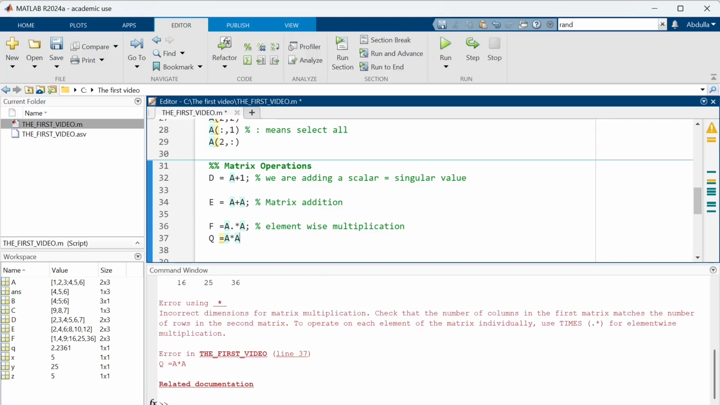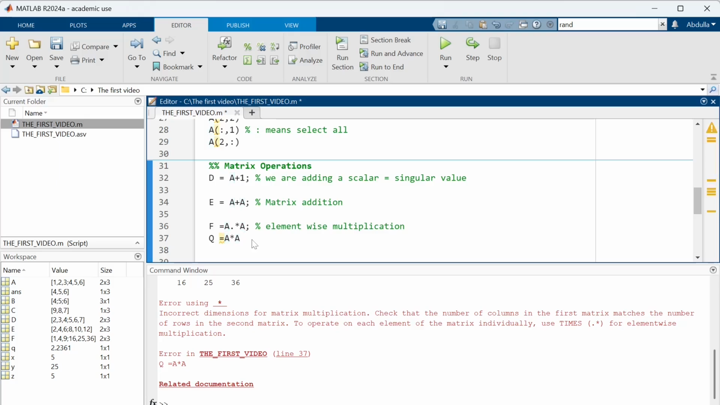Uh-oh, first error. Incorrect dimension for matrix multiplication. Check that the number of columns of the first matrix matches the number of rows in the second matrix. What is it saying? Now, the first rule of taking care of the sizes is showing off right now, that we need to take care. So element-wise multiplication just goes element by element, so there is no problem with this.